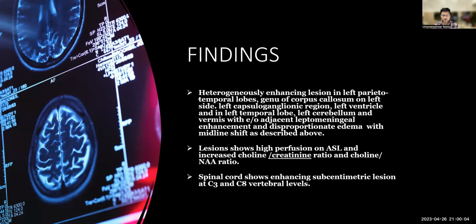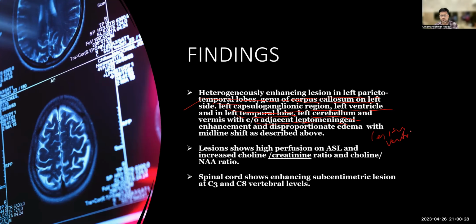The findings are a heterogeneously enhancing lesion in the left parieto-temporal lobes, genu of corpus callosum on the left side. There is also involvement of the capsuloganglionic region, left ventricle, left temporal lobe, left cerebellum. There are multiple lesions. There is adjacent leptomeningeal enhancement. You could also see a few lesions within the ventricles.